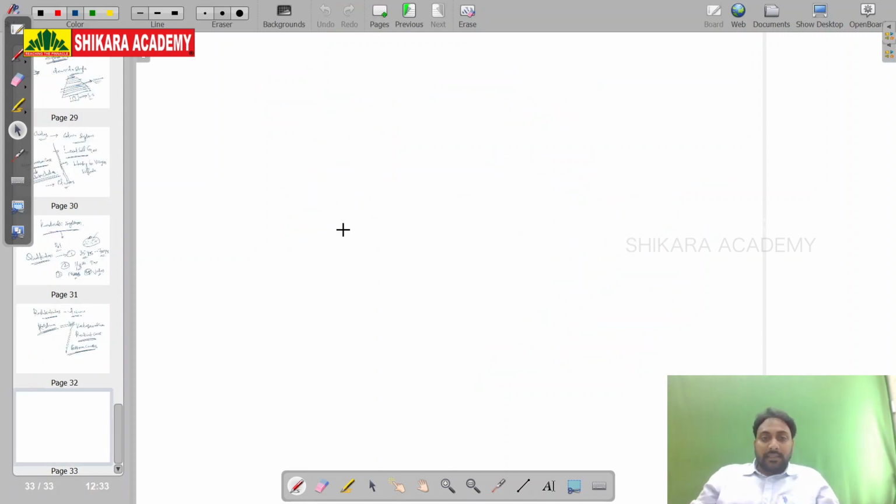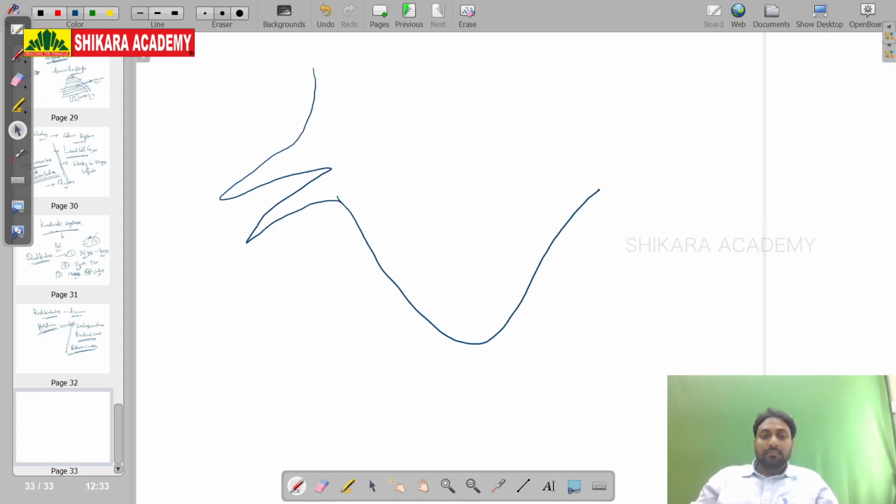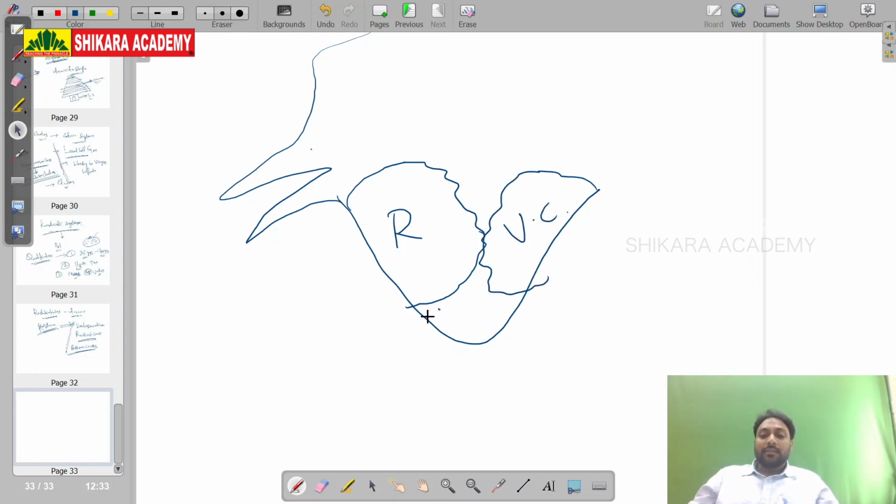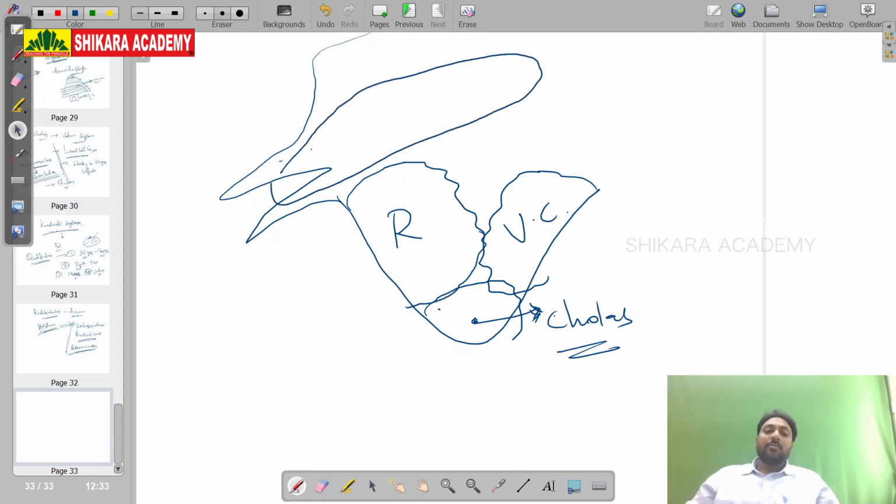Rashtrakutas, see, this is the picture. The Deccan was ruled by Rashtrakutas. At the same time, Andhra was ruled by Vengi Chalukyas. At the same time, the South was ruled by Cholas. At the same time, all of North India was ruled by Rajputs.